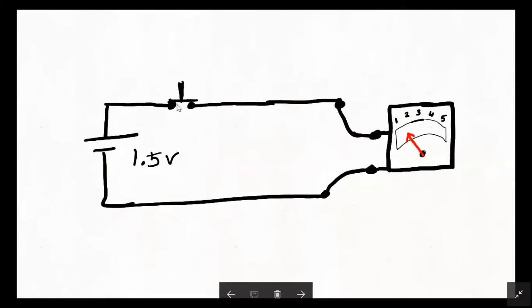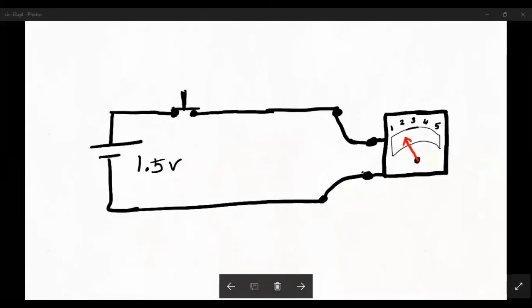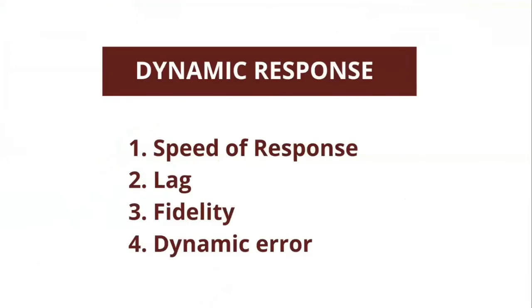So if I close the switch, instead of showing 1.5 in the initial minute, it will go beyond 1.5, up to 3 even, and then come back to 1.5, right? So this is called overshoot. Okay, so we'll have a small brush up on what we saw so far.